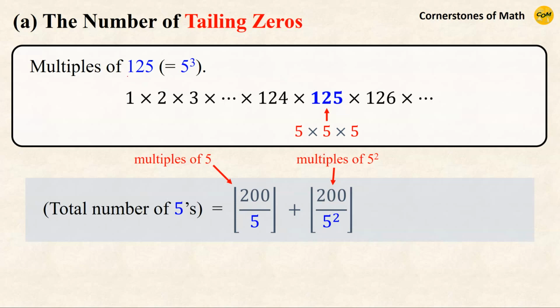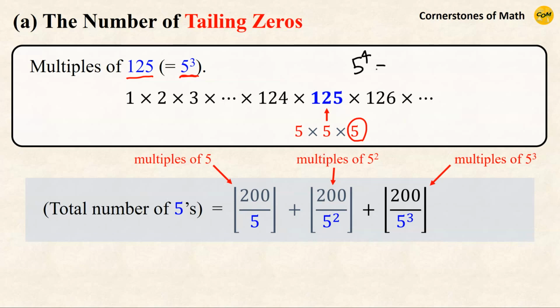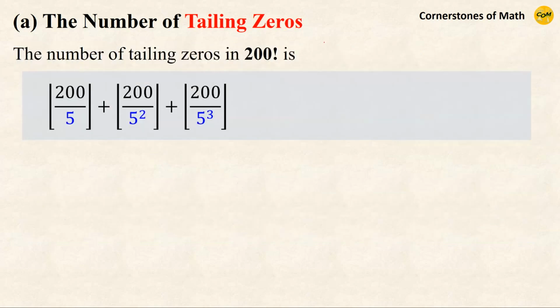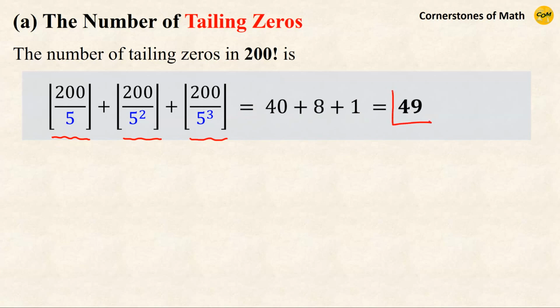Next, we have to count the number of multiples of 125, which is 5 cubed, because each multiple of 5 cubed contains one more prime factor 5 compared to the other multiples of 5 squared. So we have floor of 200 divided by 5 cubed added. 5 to the power of 4 equals 625, which is greater than 200, so we don't have to consider powers higher than 3 here. Therefore, the number of trailing zeros in 200 factorial is the sum of these 3 terms, which is 49.